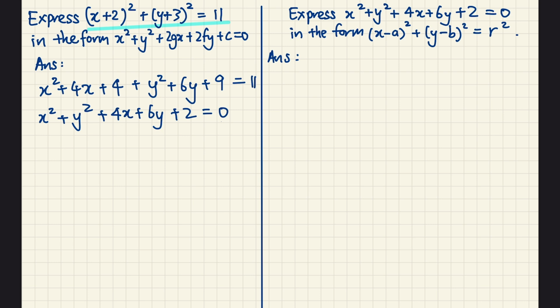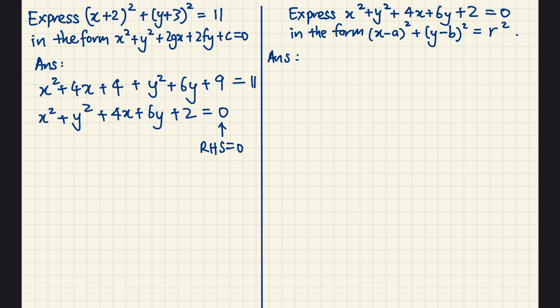There could still be times where we are required to convert standard form to general form, and the general form is this. For those cases, what we need to do, as you can see on the screen, is basically expand (x + 2) squared and (y + 3) squared, rearrange a little bit, ensure that the right-hand side equals 0, and then adhere to the form for the general form. I'm not going to elaborate on that.